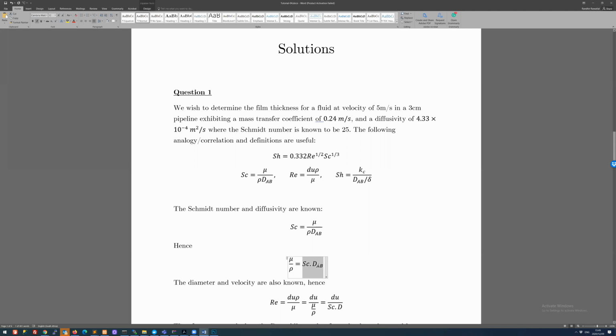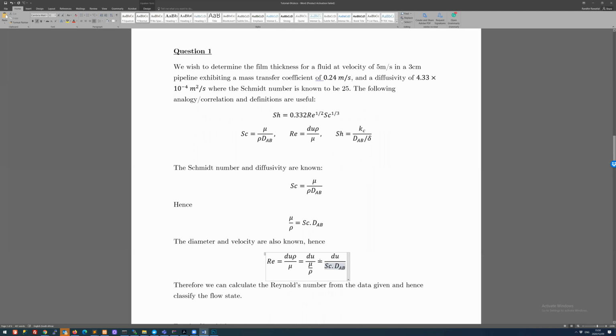So we can get these two numbers, and it turns out that we can now estimate the ratio of viscosity to density. If you look at the Reynolds number, d u rho over mu, just the standard definition, we can rewrite that as d times u over mu over rho. And then we recognize that mu over rho, as we just said, is the Schmidt number times D_AB. This should be D_AB.